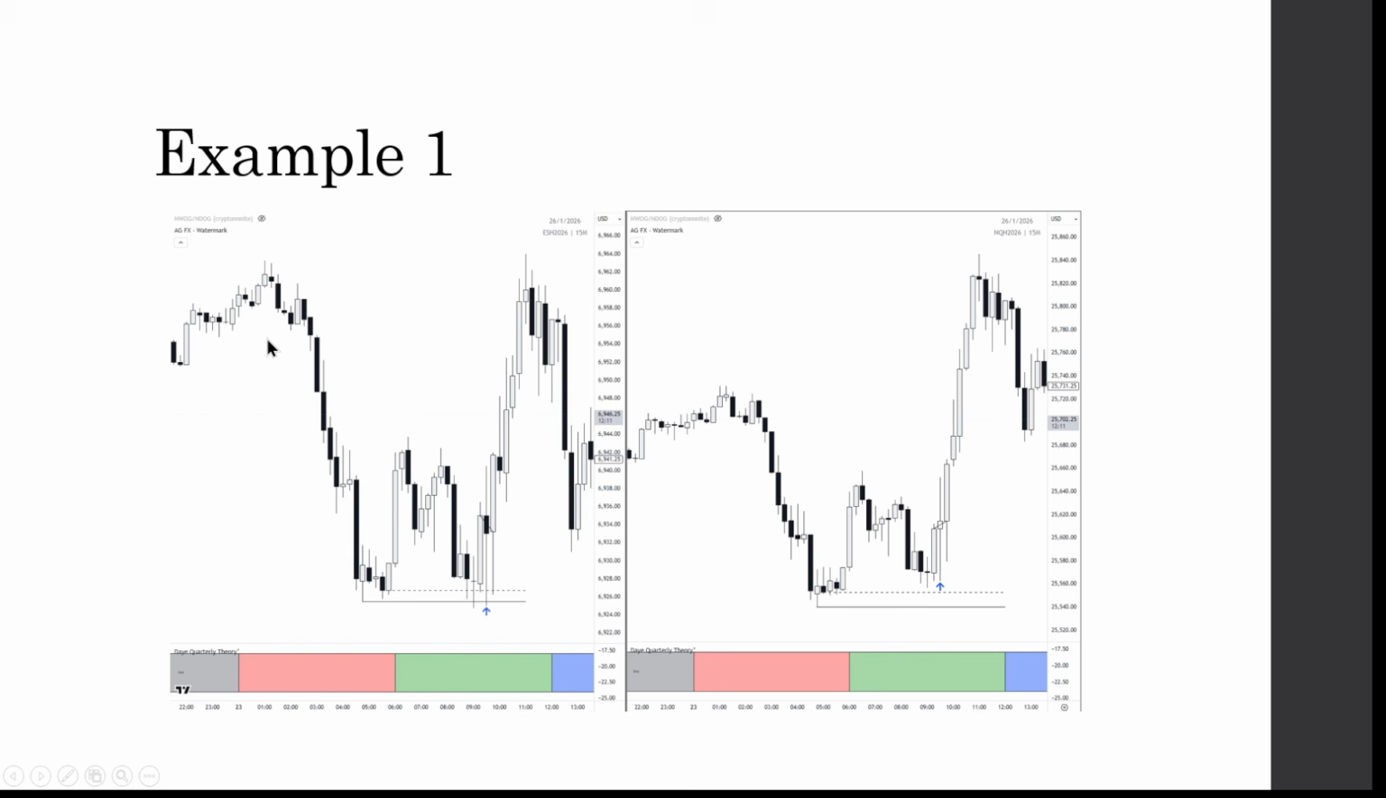All right, so example number 1. Right, so you can see that we're on the daily cycle, and between Q2 and Q3, or between London and New York, we got a SMT where this asset came and took out the low of the previous quarter, while in another asset, it failed to take out that low.